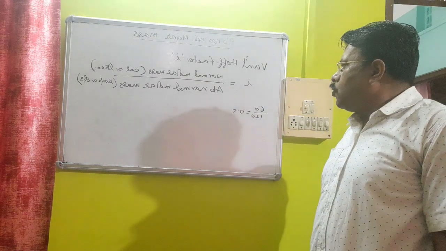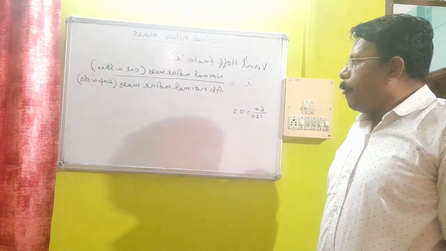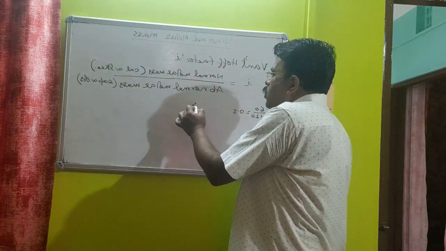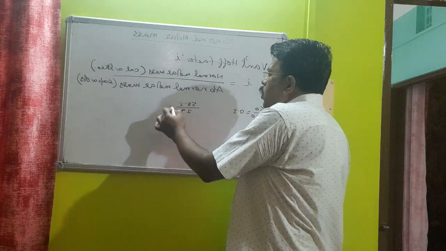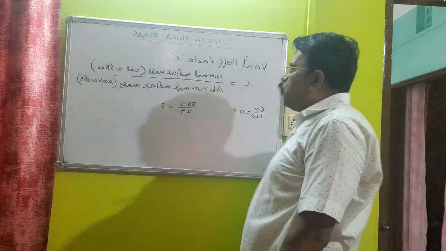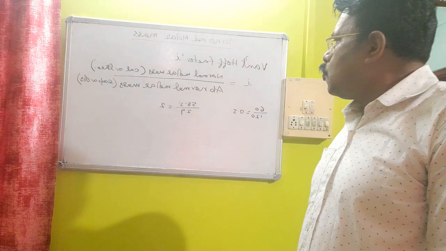If I ask you what is the value of Van 't Hoff factor i for NaCl in water, so for NaCl in water, normal molar mass is 58.5, abnormal molar mass is 29, so the value comes out to be almost equal to 2. So Van 't Hoff factor for NaCl in water is 2.